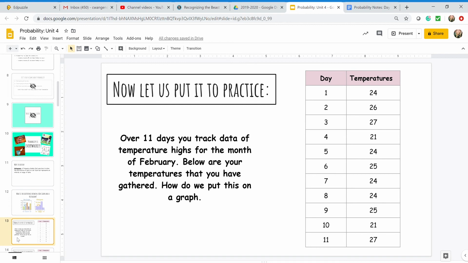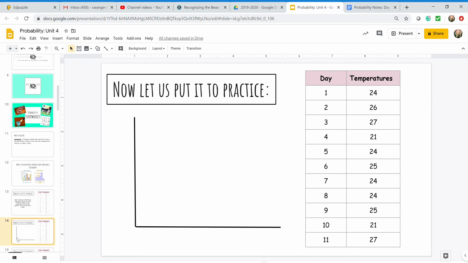Over 11 days, you track the data of temperature highs for the month of February. You list the temperatures that you have gathered. So now we need to figure out, how do we put this to a graph? All right, so let's take a look. You're first going to set up your graph, something like this. Remember, we're not making a bar graph, we're making a histogram. You're going to want to figure out where your days and temperatures go. I would highly suggest that you put your temperatures over here, because you're going to be looking at a range of temperatures, okay? And then you're maybe going to want to look at days as well here.